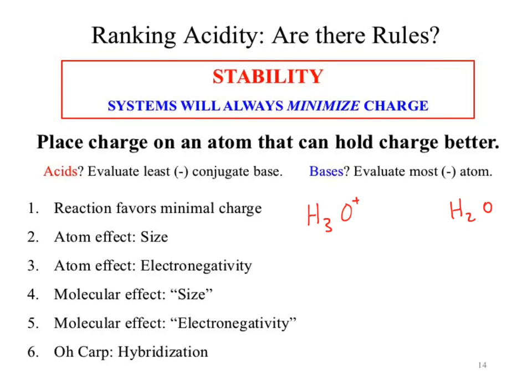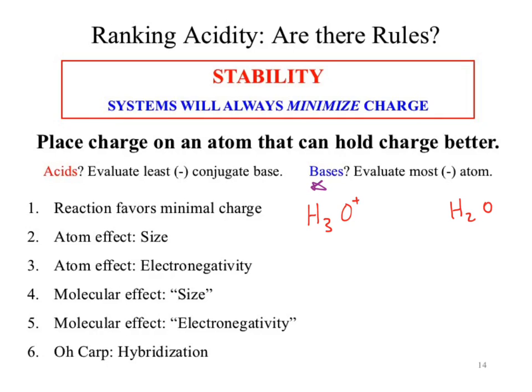Which is the stronger acid? Why is H3O plus the stronger acid? Because oxygen doesn't want that positive charge to stay on. Okay, so we've got a couple ways to approach this. One is just saying, well, oxygen's charged and it doesn't want to be charged, particularly positively charged.